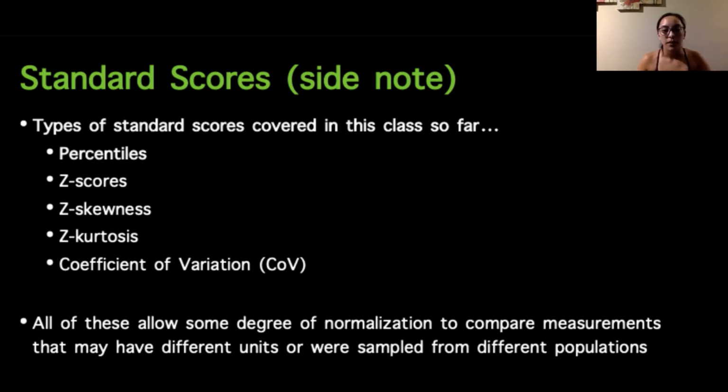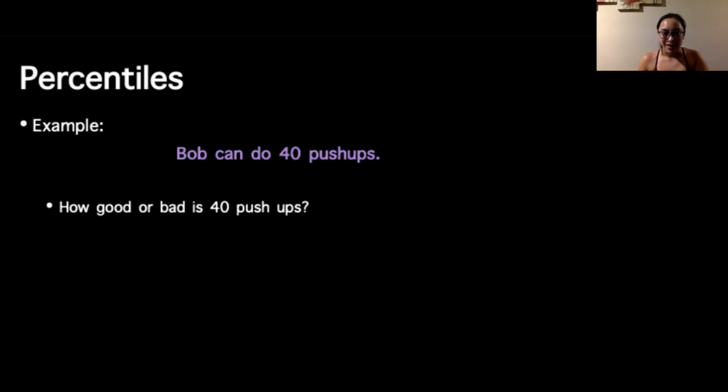So that was a side note. Back to percentiles and how they are interpreted. Okay, let's say that we have a person named Bob and he can do 40 push-ups. Okay, how good or bad is 40 push-ups?